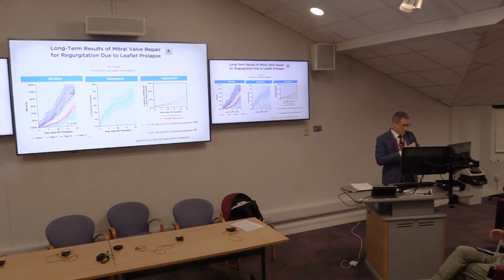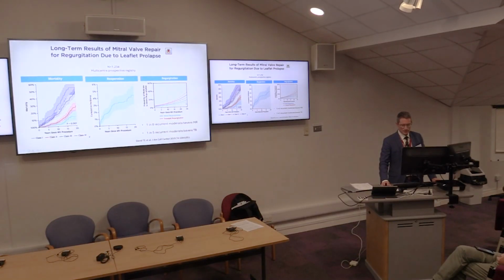This is more of the same. So again, big surgical, multi-centre prospective registry effort. And this is looking at results from mitral valve repair for regurgitation due to leaflet prolapse. The thing though that strikes me is that there's pretty good durability here. 1 in 8 had recurrent, either moderate or severe MR within a median survival, I think, of about 5 years.